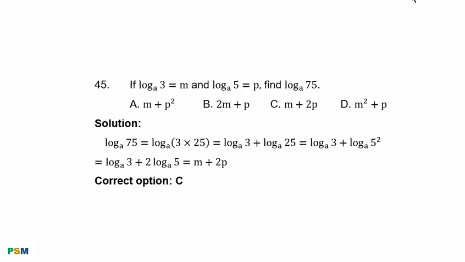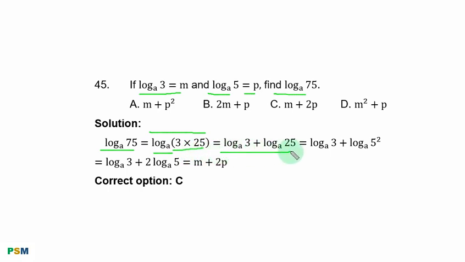Question 45. If log 3 base A is equal to m and log 5 base A is equal to p, find log 75 base A. Solution: the given problem, you express it in terms of 3 and 5. First, you have it in this form: log 3 times 25 base A. Product implies addition to the given base. You have it in this form.